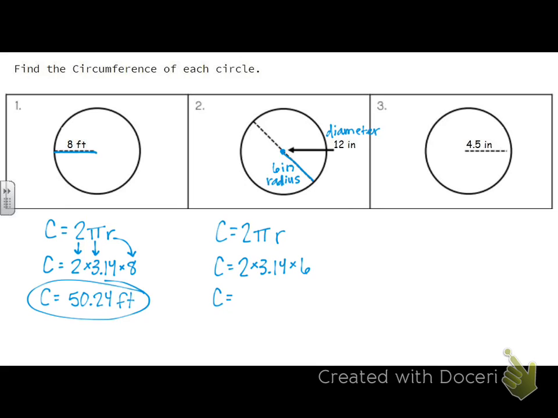So you should have gotten C equals 37 68/100ths, and my radius and diameter were in inches, so my answer will also be inches. So that's 37 68/100ths inches.